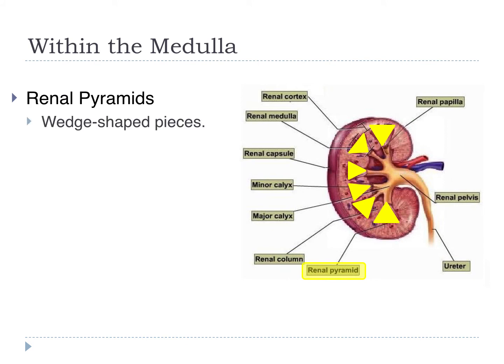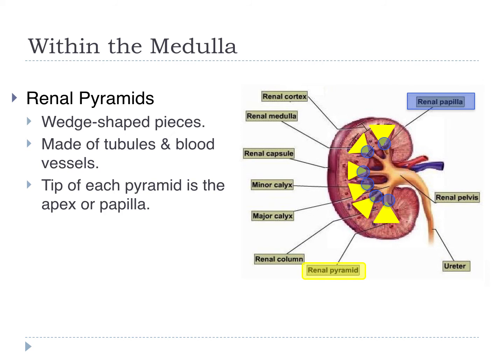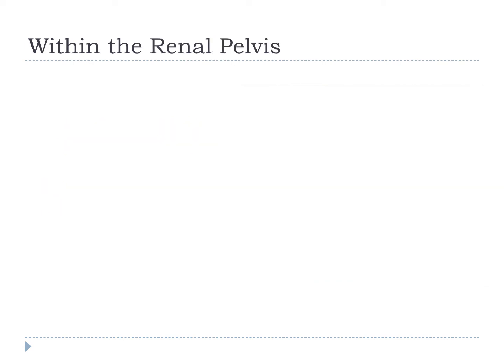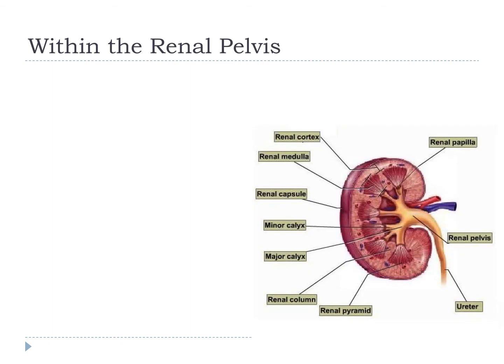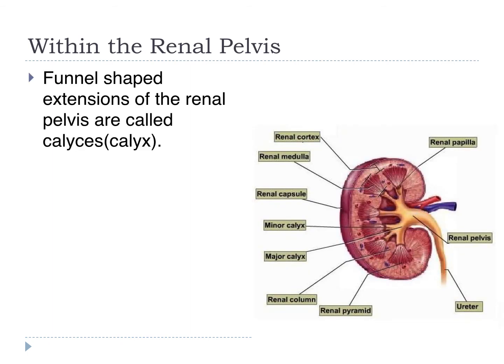They're wedge-shaped pieces, which are made of tubules as well as blood vessels, and the tip of each pyramid is known as the renal apex or the renal papilla. For our study, we're going to know it as the renal papilla. Within that same renal medulla, we see funnel-shaped extensions of the renal pelvis known as calyces, or calyx for singular.